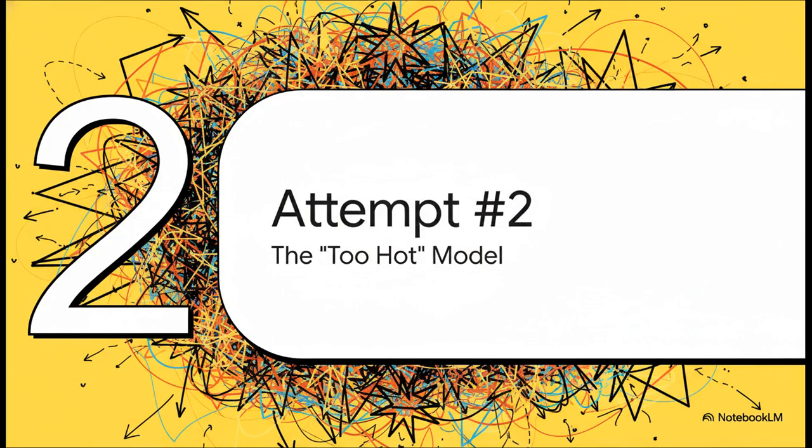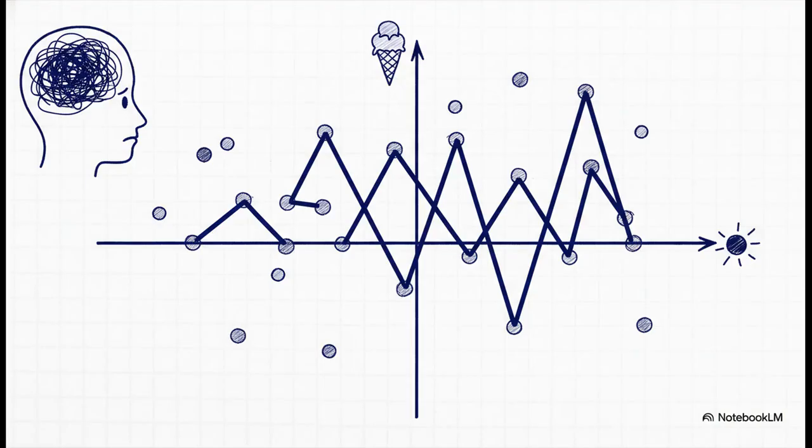Okay, so attempt one was a total bust. Let's scrap that. So what do we do? We do what anyone would do. We swing to the complete opposite extreme. If too simple was the problem, then maybe super complex is the answer. Let's call this our too hot model. This time we tell our AI, listen, I want you to be a perfectionist. I want you to hit every single data point we have from the past, no exceptions.